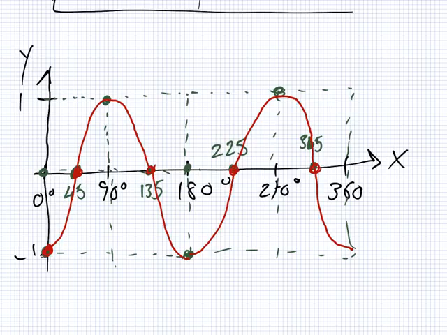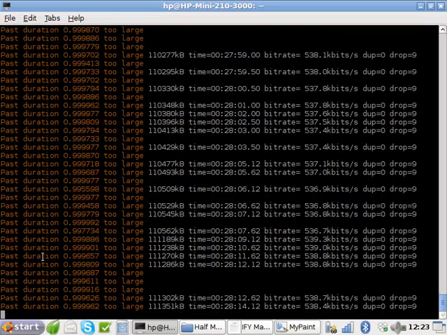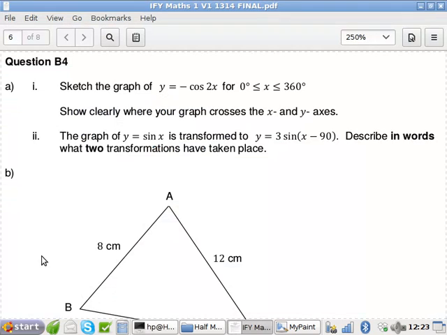Okay. Can I continue? Yeah. So the next part is: describe in words what this transformation does to the sine. So in other words, what is the effect of the 3 and the minus 90? You need to describe that. So just one sentence. Write a sentence down. How many marks do you think? 2. 2 marks? At most. 1 or 2. 3, crazy talk. 2.